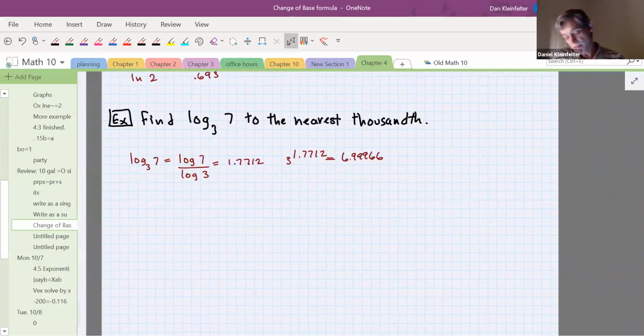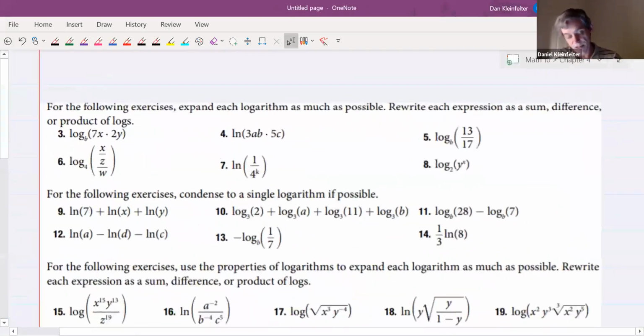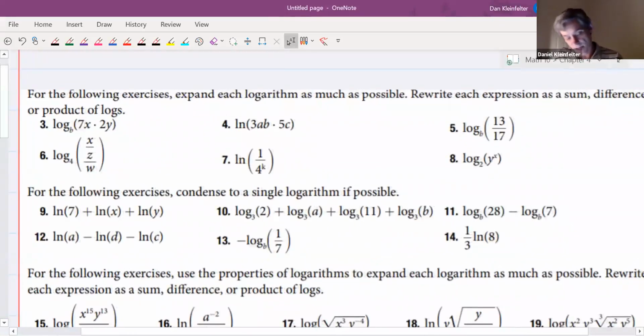All right, so what we have coming next is basically examples. We finished virtually all the instruction for this section. I just wanted to do some examples taken out of the homework. So let's do that.